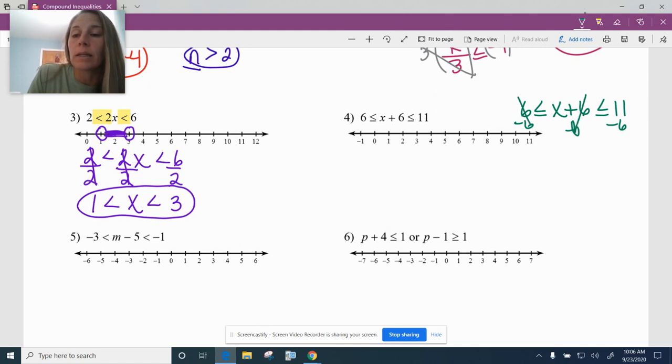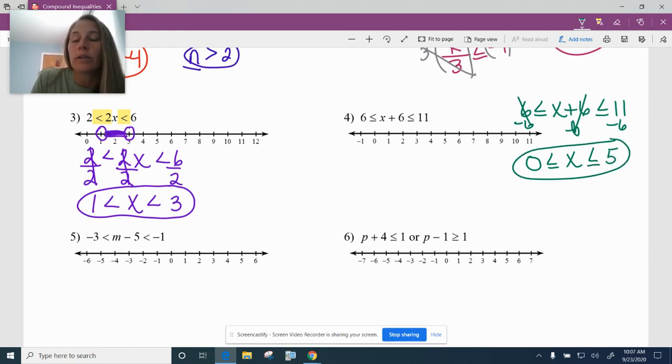Now 6 minus 6 is 0, and we have to write the 0 because there's nothing else there. Like if there was an x there or something, then we wouldn't have to. Over here we have x plus 6, and the 6's are going to cancel, so this is like what I'm talking about. You don't need to write x plus 0 because it's still just going to be x. And then 11 minus 6 would be 5. So this would be my answer here.